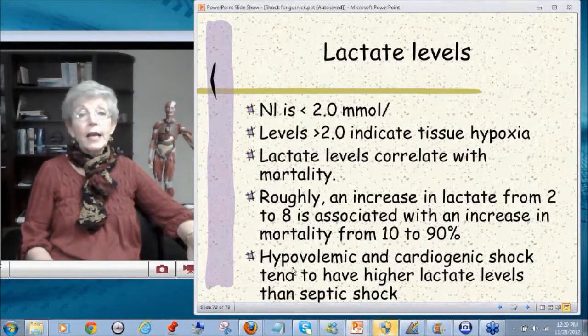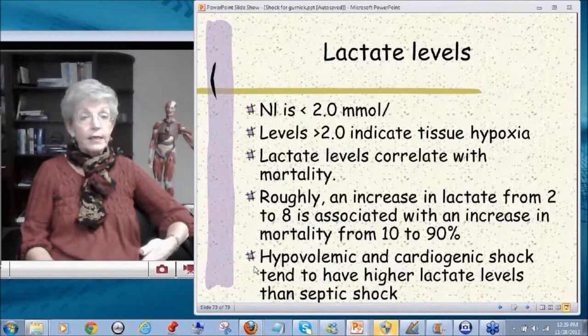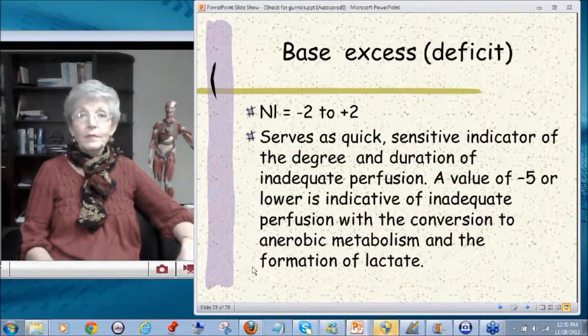And interestingly, hypovolemic and cardiogenic shock tend to have higher levels of lactate even than septic shock. Now, if you're going to ask me why, I don't know. It's just that the literature tends to say this.